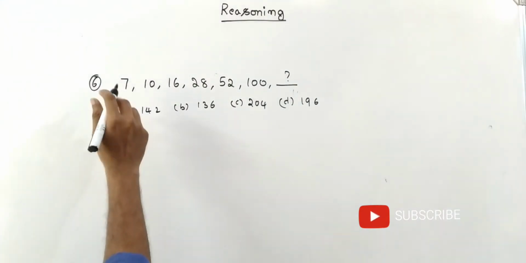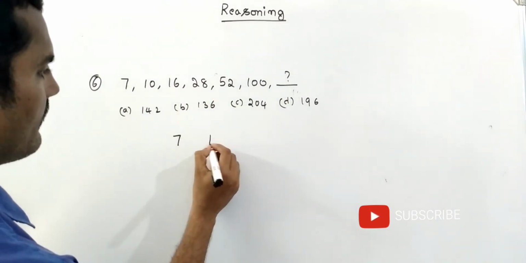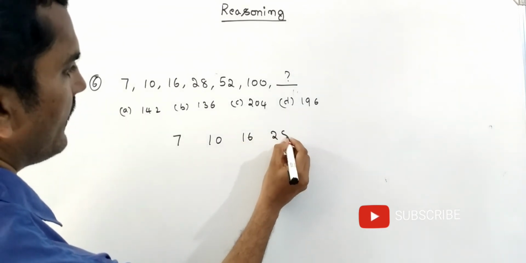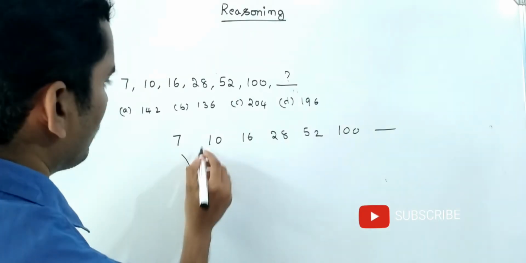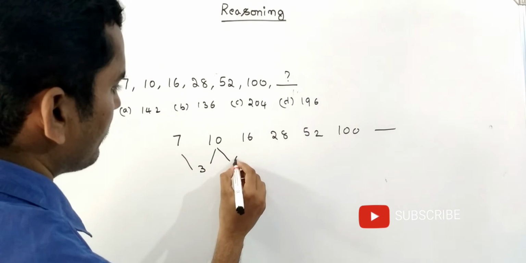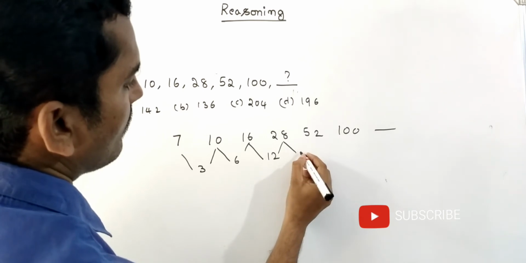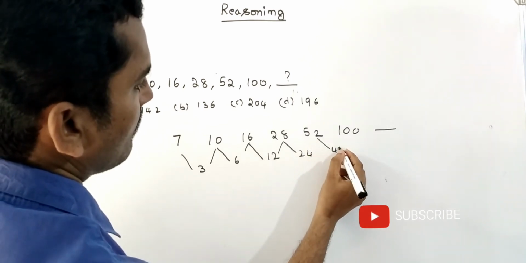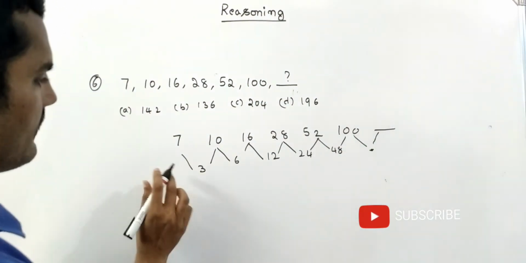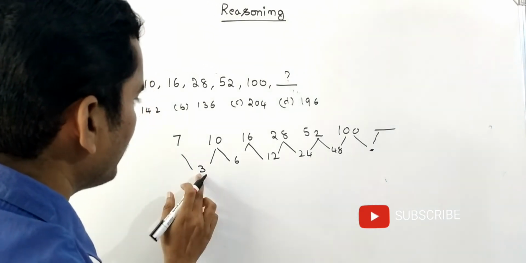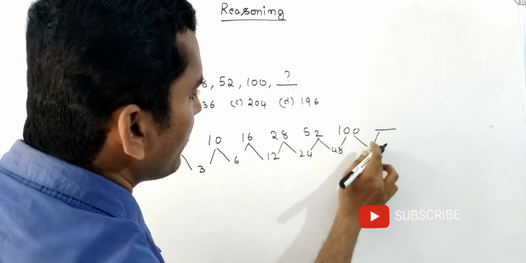Next problem. 7, 10, 16, 28, 52, 100. Then what? See friends, go for the difference. Here 3, here 6, here 12, here 24, then here 48. See friends, what is the relation between these? 3 into 2, 6. 6 into 2, 12. 12 into 2, 24. 24 into 2, 48. 48 into 2, 96.